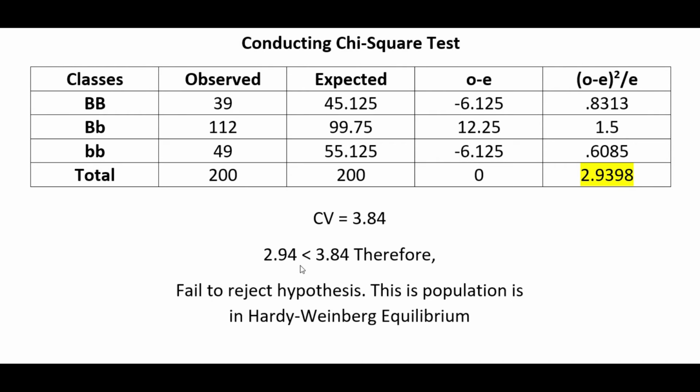Taking our number of genotypes, which is 3, minus number of alleles, which is 2, we get a degrees of freedom value of 1. Thus, our critical value is going to equal 3.84. We already found our expected values, so going through the chi-square test, we get a value of 2.93, which is less than our critical value. Therefore, we are going to fail to reject our hypothesis, meaning that our initial population is in Hardy-Weinberg equilibrium.